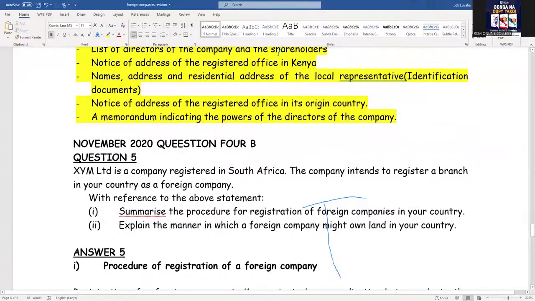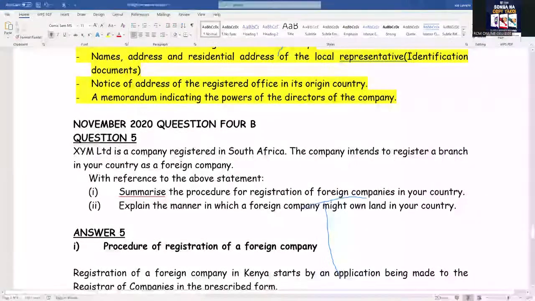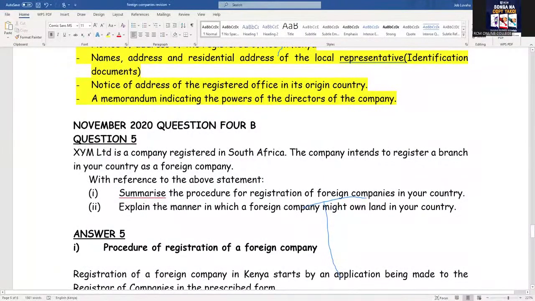XYM Limited is a company registered in South Africa. The company intends to register a branch in your country as a foreign company. With reference to the above statement, summarize the procedure for registration of a foreign company in your country. Explain the manner in which the foreign company might own land in your country.